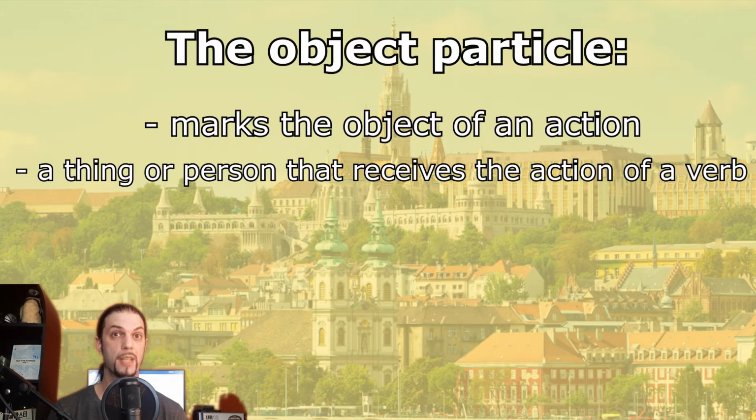Okay, so what does the object particle do? It marks the object of an action. The object in a sentence is the thing or person who receives the action of a verb. If you're an English speaker, it might cause you some problems because English doesn't have an object particle. In English, the object always comes right after the verb, and it doesn't get any prepositions. In Hungarian, however, its place in a sentence can be pretty flexible, exactly because of its particle. That's why it's so important to know.